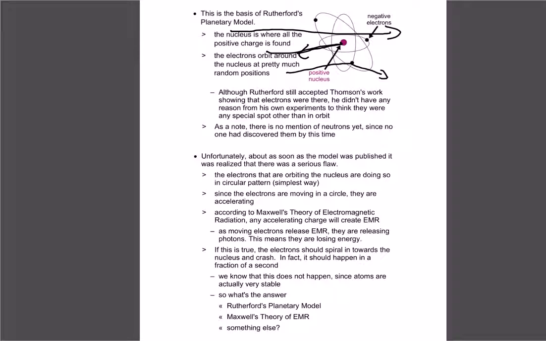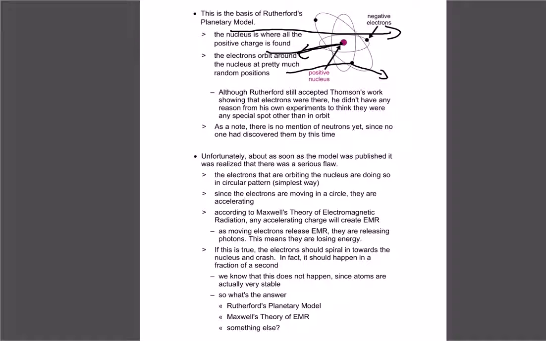And Rutherford's model is still accepted. He accepted Thomson's ideas, but he said it's no longer just a positive mass fluid, it's actually a positive nucleus at the center. He used planets orbiting the Sun as an analogy, and that's how he came up with his model. But as soon as he published it, there were some flaws to it.